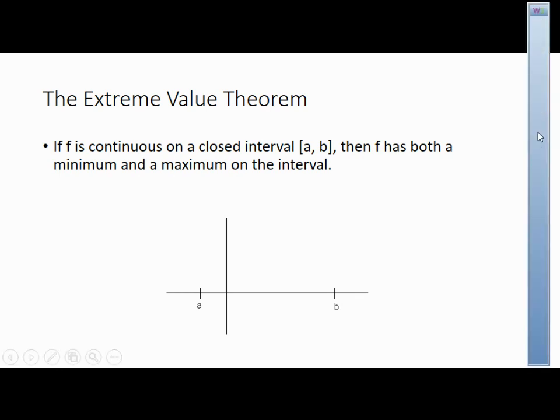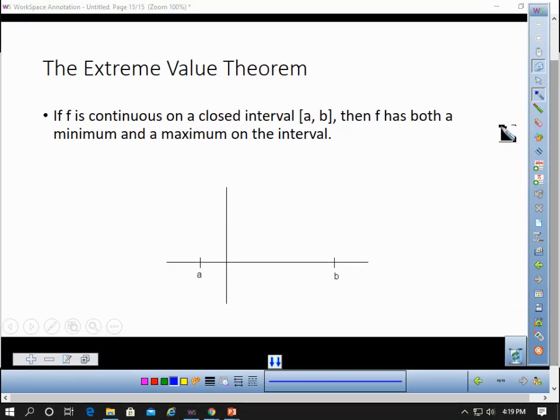All right, the next big theorem I want to talk about is the extreme value theorem. The extreme value theorem says that if we have a continuous function on a closed interval from A to B, then we have to have a min and a max.